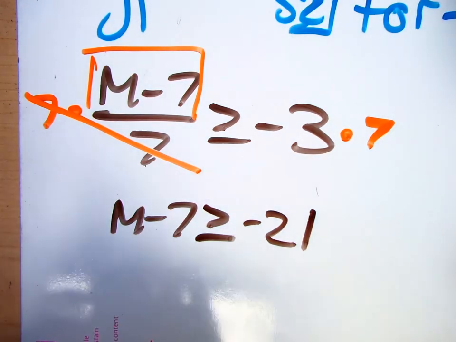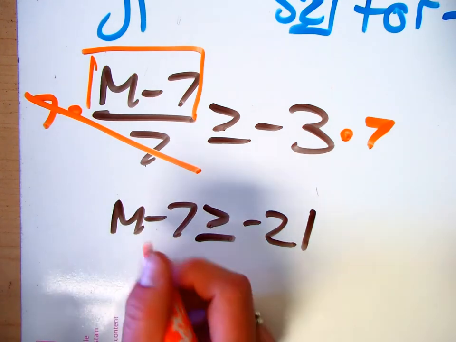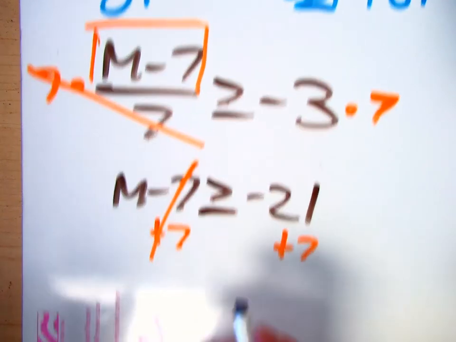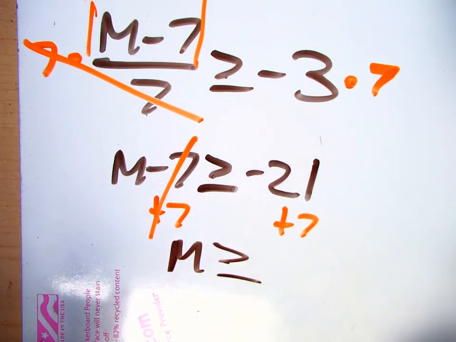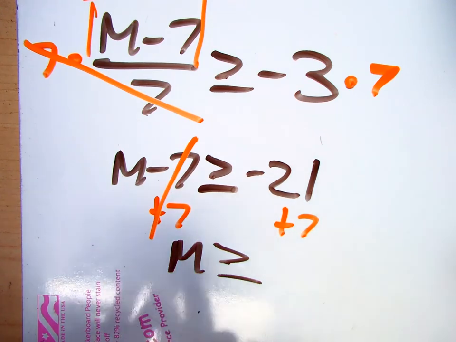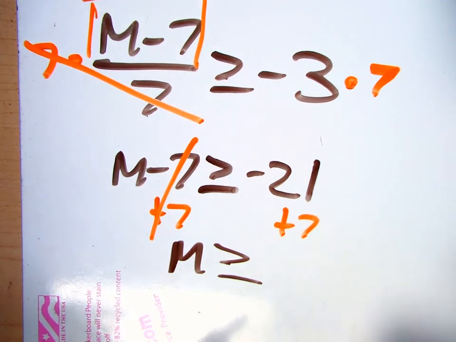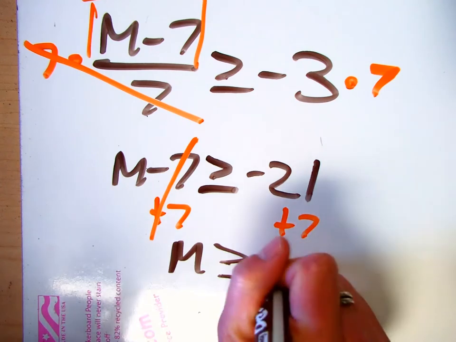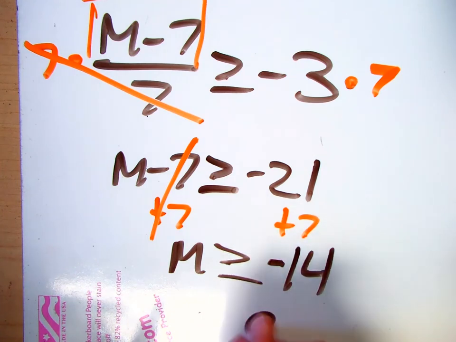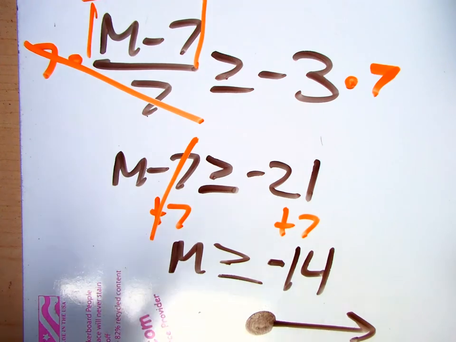Okay, to get m by itself, the next step is going to be to add 7 to both sides. The 7's cross out, m stays by itself. The inequality symbol does not change directions. Negative 21 plus 7 will be negative 14. And to shade this one, I will do a closed circle over negative 14 and shade to the right.